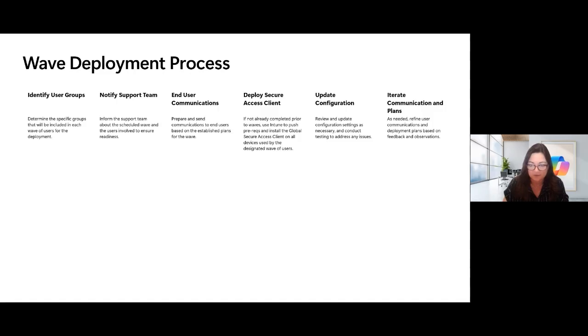So for each wave of users that you're onboarding, you're going to send out your end user communications to let that group know what's happening and what to do if they have issues. You'll deploy the client if you haven't already done so. And if there are any issues, you're going to adjust your configuration as needed, test and resolve those issues. If needed, you'll refine your communications and plans and move on to the next wave. And this is how you will continue to iterate through each one of your user onboarding waves.